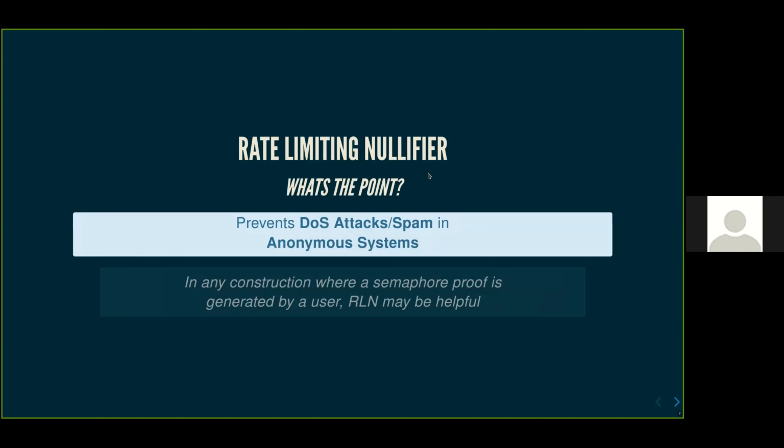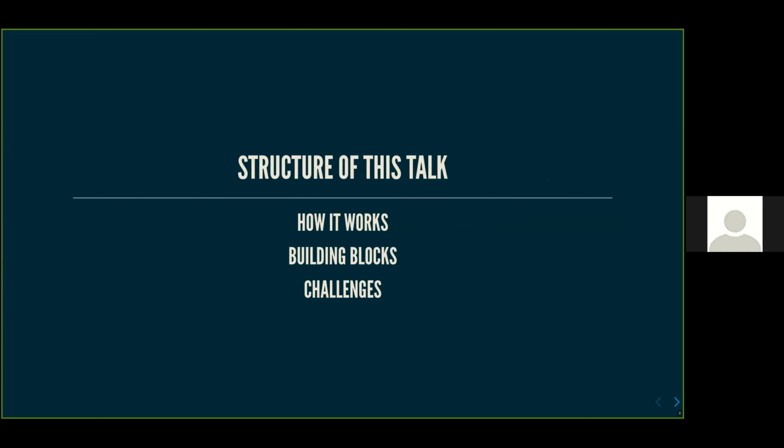All right. So the point of rate-limiting nullifier is to basically punish denial of service attacks or spam attacks in anonymous systems. So we're going to be going over just a high level of how it works, the building blocks that make up how RLN works, and then I'll quickly gloss over some of the challenges that we've had.